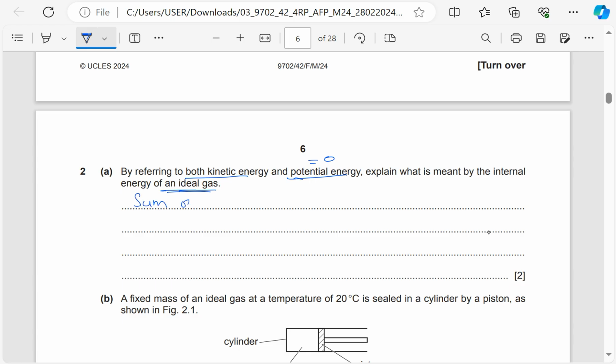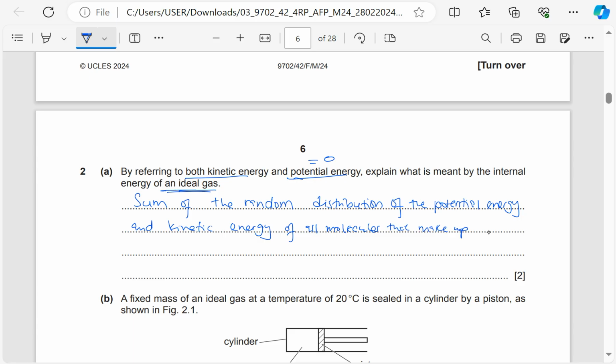So I'll simply say the sum of the random distribution of the potential energy and kinetic energy of all molecules that make up the gas, but for an ideal gas, potential energy is 0.